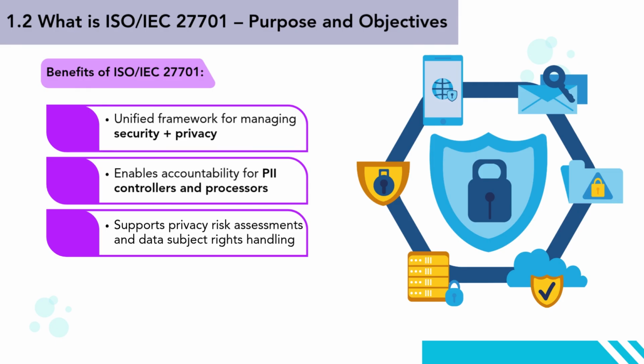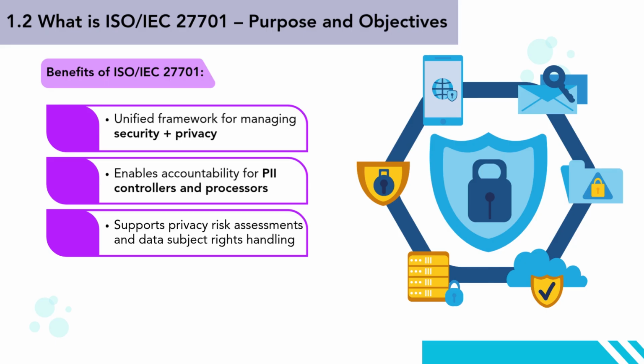ISO IEC 27701 is an international standard that extends the widely recognized ISO 27001 security framework to specifically address privacy management requirements. This standard provides organizations with a unified approach to managing both information security and privacy within a single framework, eliminating the need for separate management systems. The standard enables clear accountability by defining roles and responsibilities for both PII controllers who determine the purpose of data processing and processors who handle data on behalf of controllers.